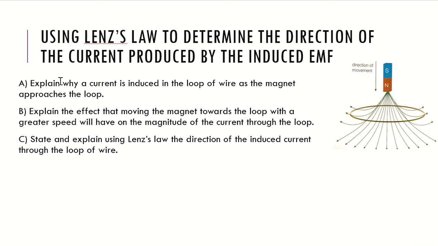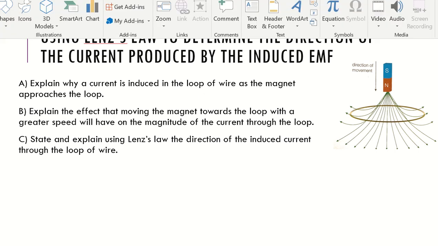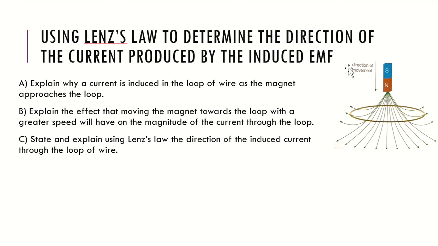So, part A, explain why a current is induced in the loop of wire as a magnet approaches the loop. I'm just going to talk it through. Why is a current induced in this loop of wire? Well, as this magnet comes closer to the wire, it changes the flux through the wire. When there is a change in flux, that change in flux is going to induce an EMF, and hence it's going to induce a current through the wire.